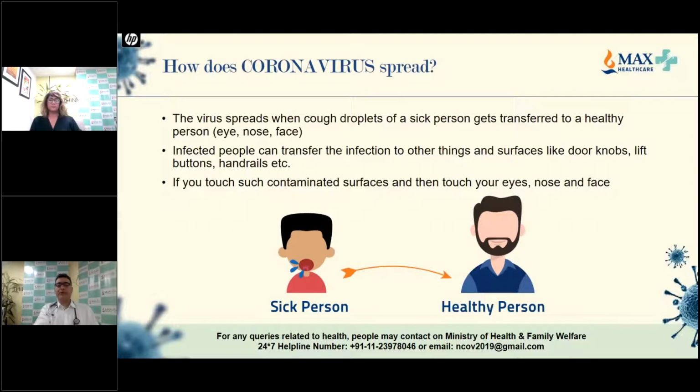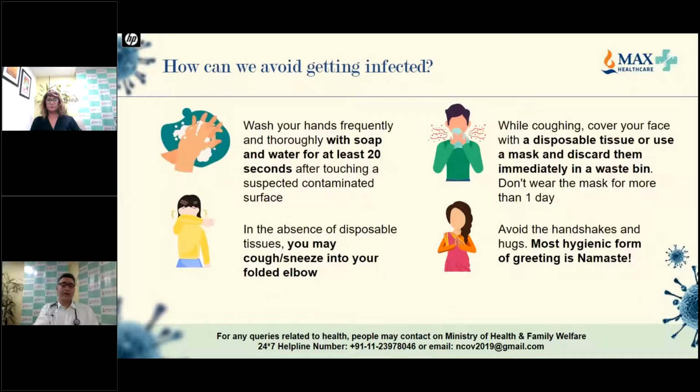Now, how does this spread? It's a droplet infection, as we all know. When you cough, the droplets can infect people around you. The virus is also there on the surfaces around you, the doorknobs, the lift buttons, and things like that. And if you touch them and then touch your face, eyes, or nose, then you can catch the infection.